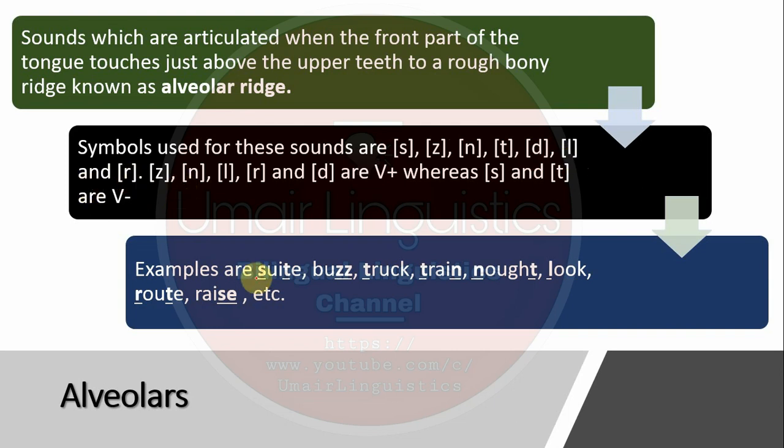All right. Examples are the s and t in suit, buzz, the last sound, truck, the first sound is alveolar, train, the first and the last sound are alveolar, not, the first sound and the last sound are alveolar, look, the first sound is alveolar, root, the first and the last sound are alveolar, in raise, the last sound is alveolar. Once again, don't be confused with spelling, especially when you are studying English, because different combinations of spelling represent many sounds. Raise, so this is the sound.